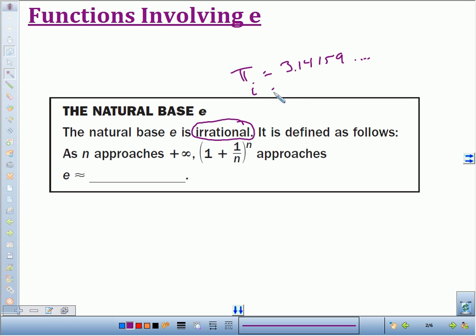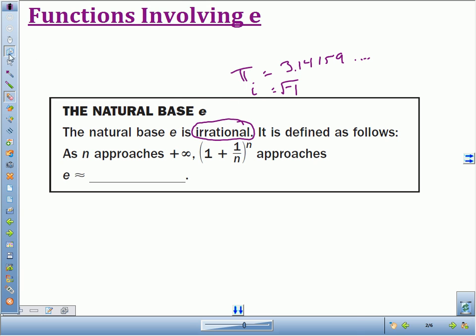We also know i. I is an irrational number. It's equal to the square root of -1. And e is also an irrational number, right? Just like these other guys. The way we define e, though, is a little bit different.